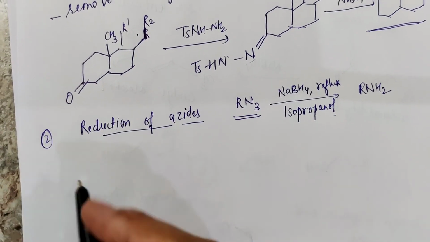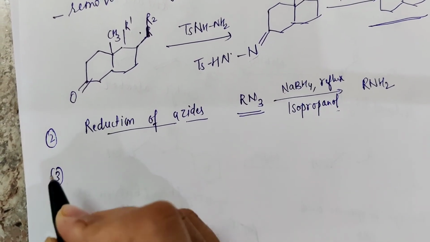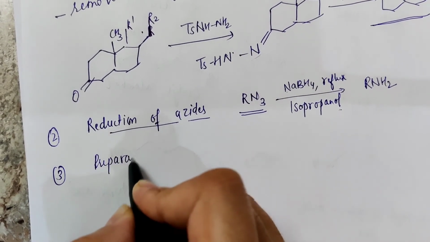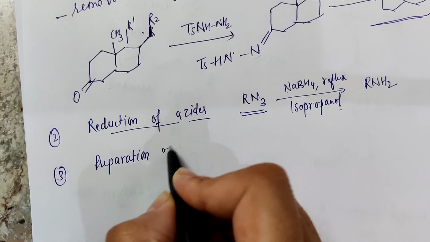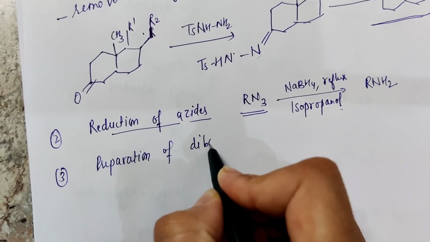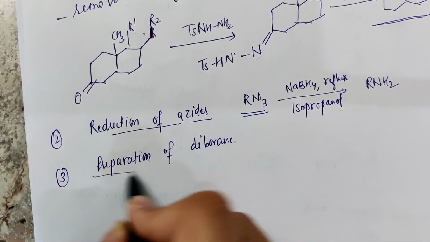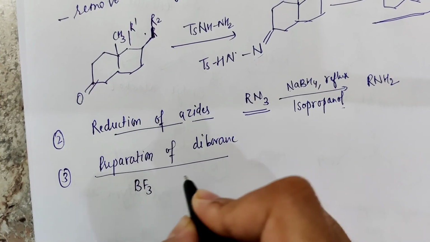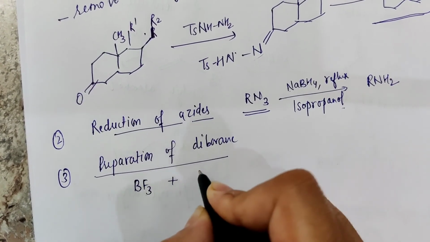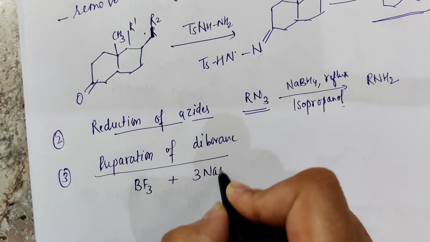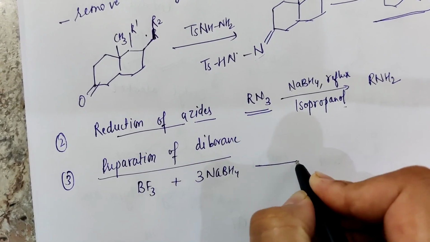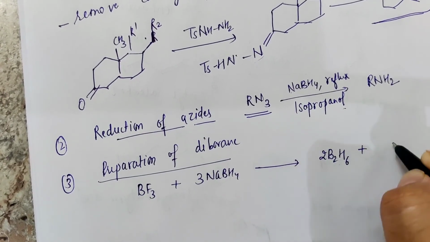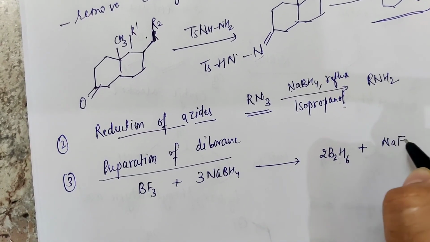This is also used in the preparation of diborane. BF3 on reaction with sodium borohydride gives us diborane and NaF, sodium fluoride.